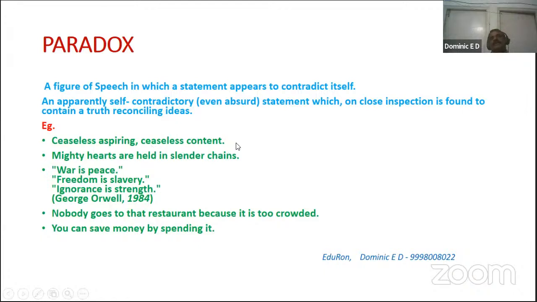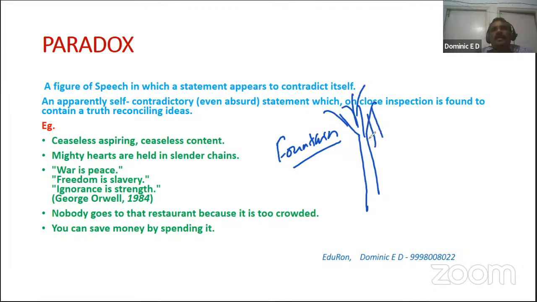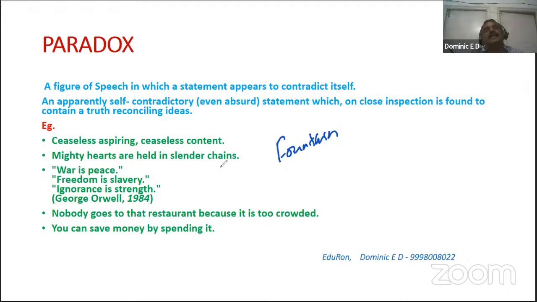Ceaseless aspiring, ceaseless content. The poet is watching a fountain, where the water is just gushing out and then it comes down. Again, the water gushing up and then coming down. So it never stops. The poet watches it for some time and then makes the poem. He's saying ceaseless aspiring, ceaseless content. Ceaseless, unending content, satisfaction. But it is aspiring to reach higher and higher, and yet it is always satisfied with wherever it is, whatever its condition. So this type of statement is paradox.